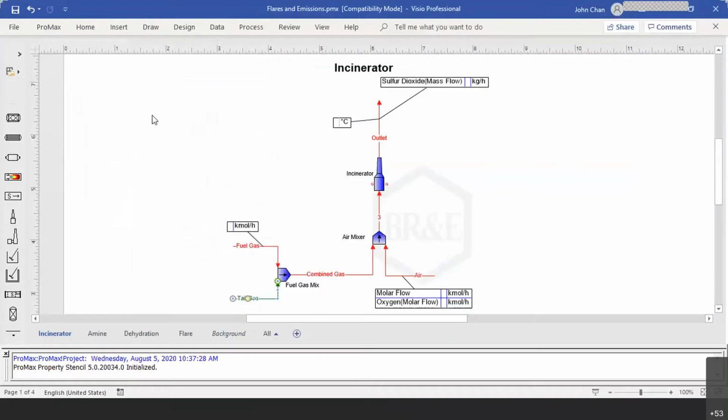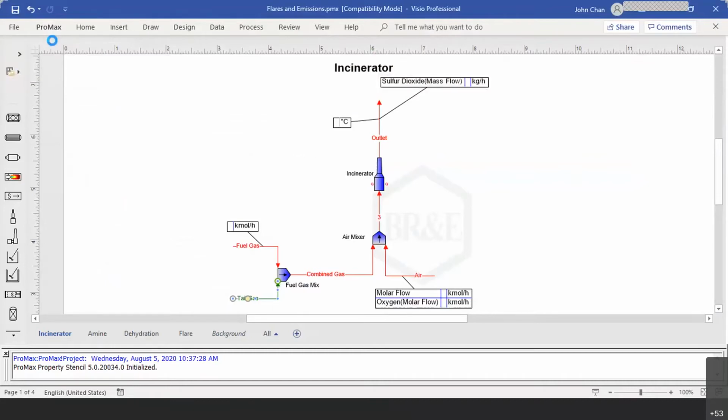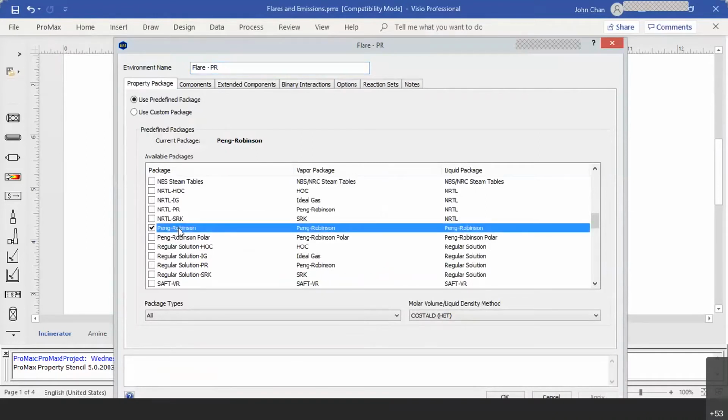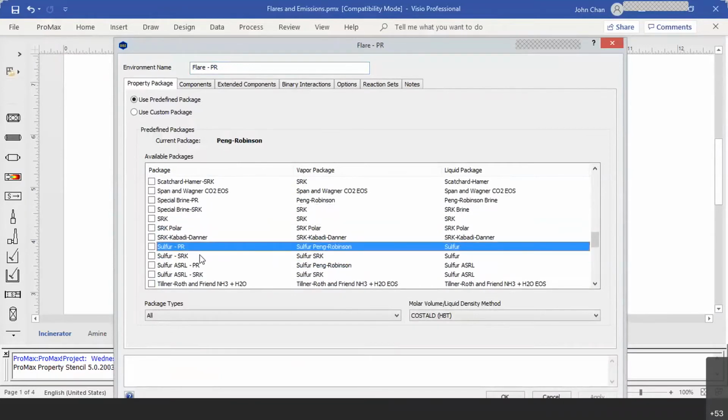Let's also take a look at the environment. Under the ProMax menu, I'll select the active environment. The property package that I am using here is Peng-Robinson. You can also use Sulfur PR or Sulfur SRK.